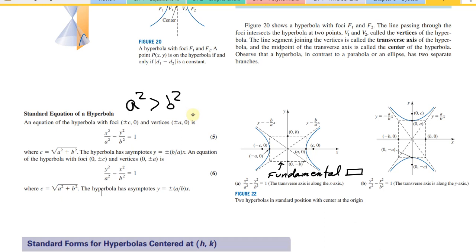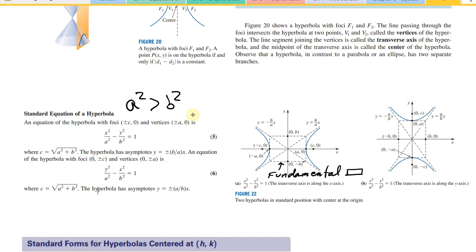Now, if you look at the denominators, x squared has denominator a squared here, but here its denominator is actually b squared. So those are different. And the reason is because, again, we assume a squared is bigger than b squared here. The primary reason for that is also because subtraction is not commutative, so it makes a difference whether the hyperbola starts with x squared as opposed to y squared.